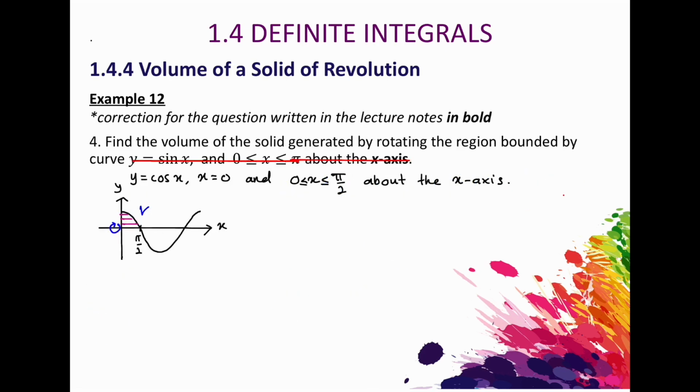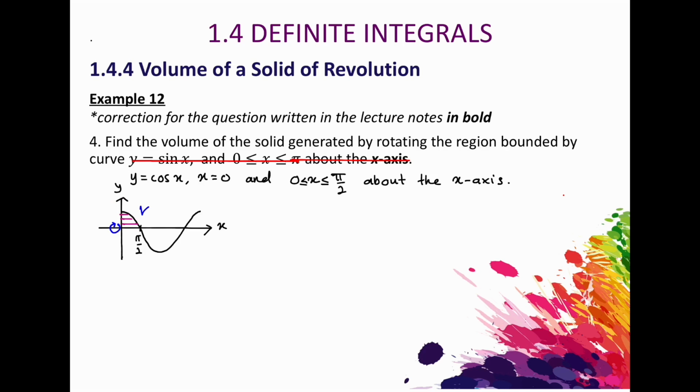Now let's try example 12, question number 4. There is a little bit of correction that needs to be made before we proceed with the question. The question reads, find the volume of the solid generated by rotating the region bounded by the curve y equals cos x, x equals 0, and x between 0 and pi over 2 about the x-axis. This is how the graph looks, and where the region that is going to be rotated is.